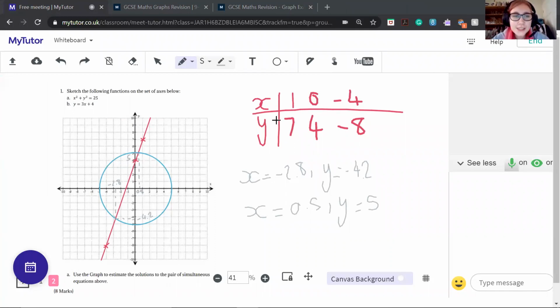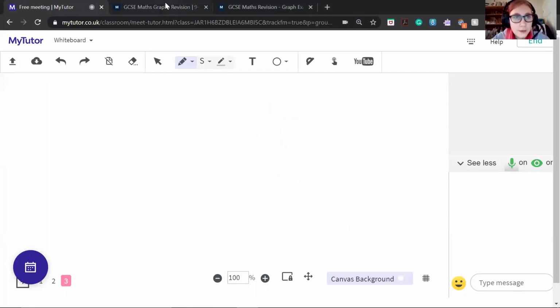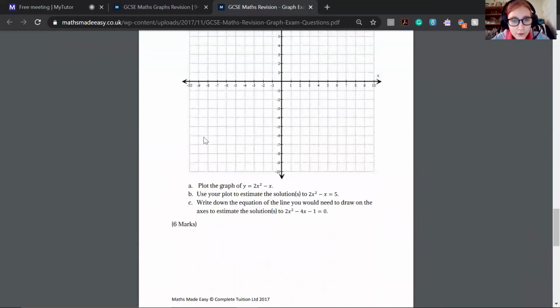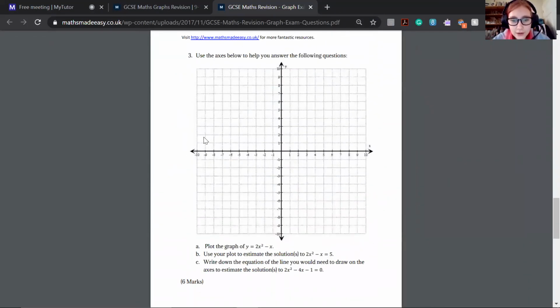Cool, so someone's asked about sketching quadratics. So we can definitely do one like that. Let me just grab one that has a graph. Yeah, cool, perfect.